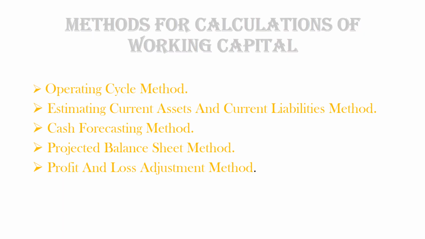Let us today talk about the various methods of calculation of working capital. We have different methods. Among these we have important 5 methods. First one, operating cycle method. Second one, estimating current assets and current liabilities method, or it is also known as percentage of sales method. Third one, cash forecasting method, projected balance sheet method, and profit and loss account adjustment method. Let us see the first one, operating cycle method.